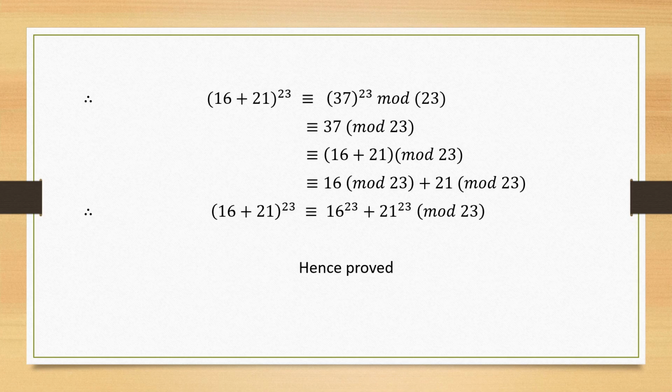Clear? So this 37 can again be split as 16 plus 21 mod 23. Now this mod can be taken individually to these two numbers, 16 mod 23 plus 21 mod 23. Now what is this reverse process? So this 16 can be written as 16 to the power of 23, and 21 mod 23 can be written as 21 to the power of 23 mod 23. Hence proved. Hope you understood this problem. It's a very simple problem.